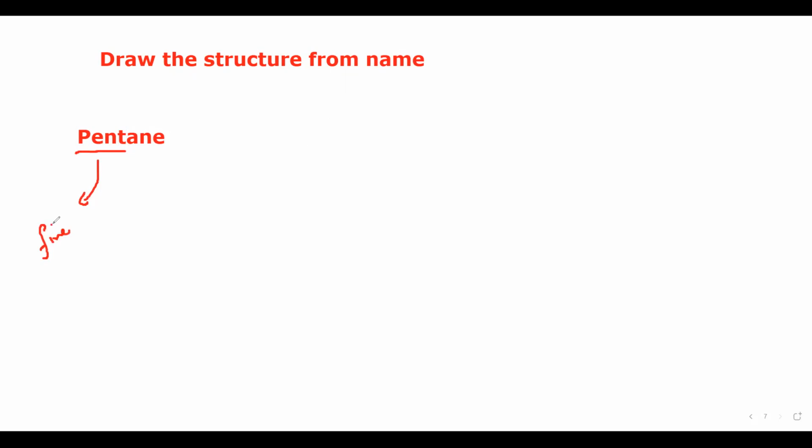So if I say I want to draw the structure of pentane, pent, I have to check. Pent means what? Pent means 5. So there are 5 carbon. And ane means what? Ane means they will have a single bond. The bond between the atoms will be single.